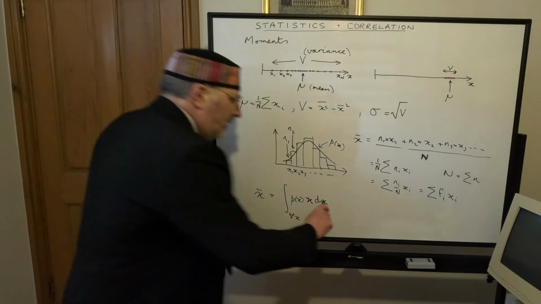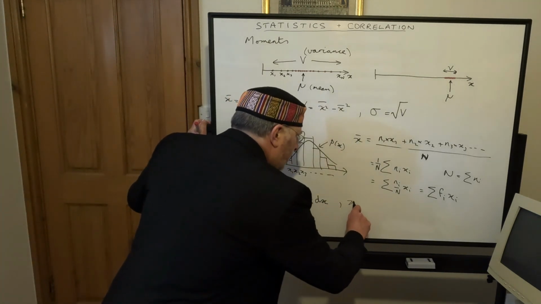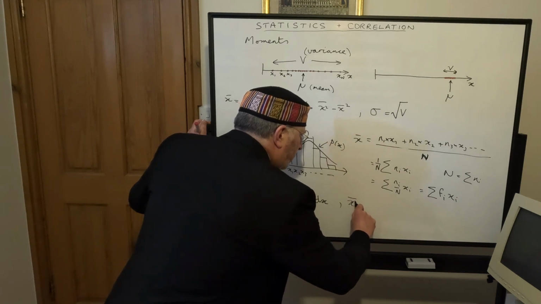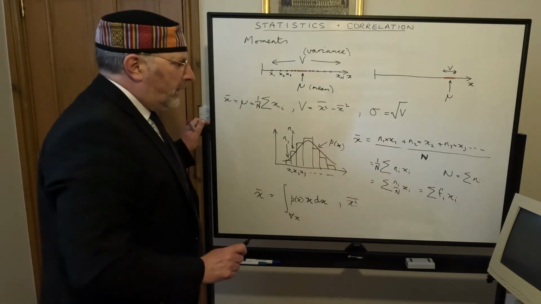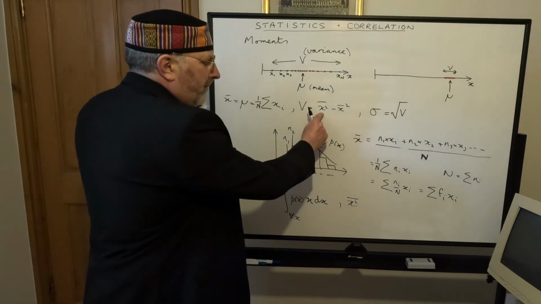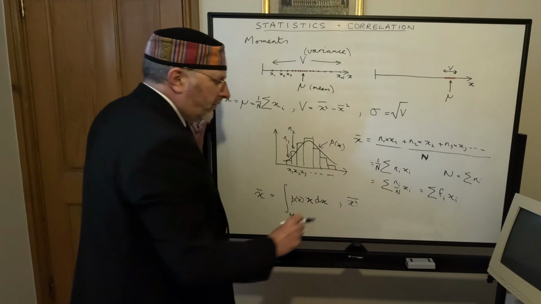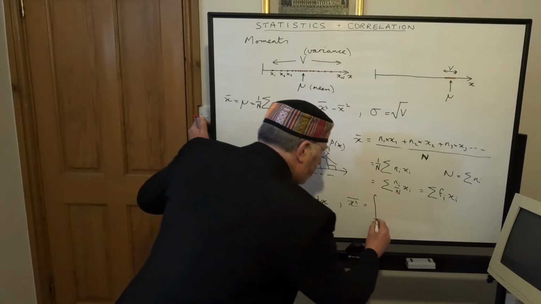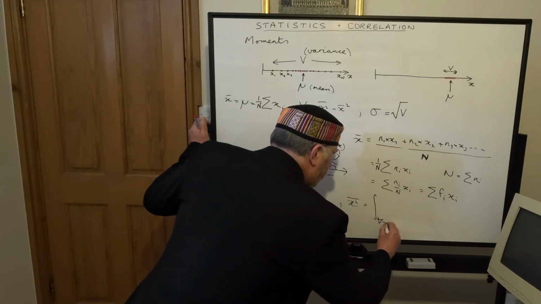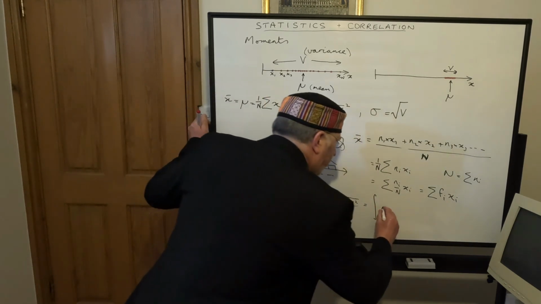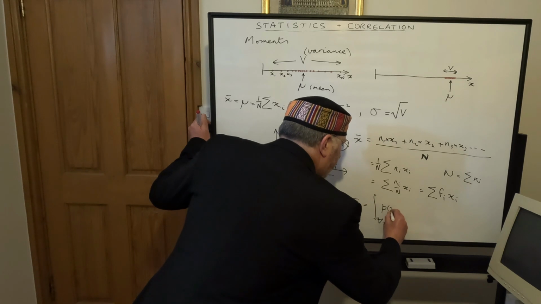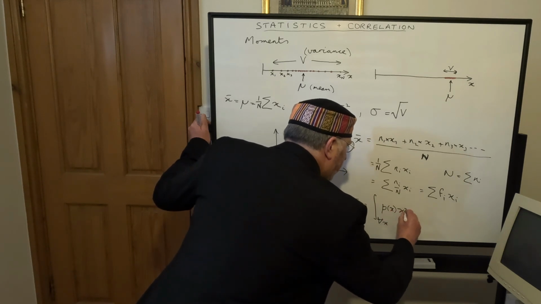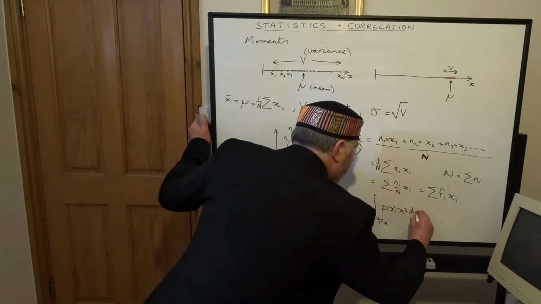And then if we want to find x squared bar for a continuous variable, because remember we need that to calculate the variance, that's just going to be the same thing, the integral over all possible values of x, p of x times x squared dx.